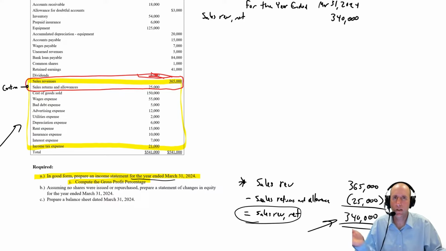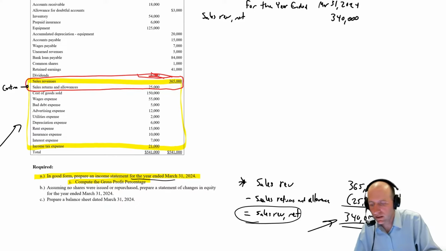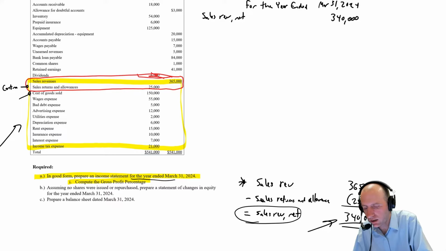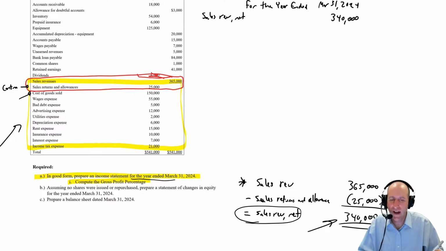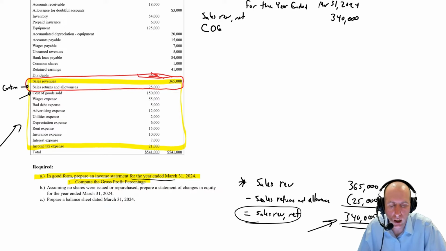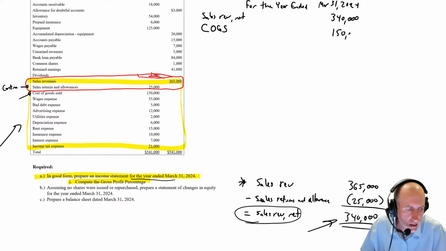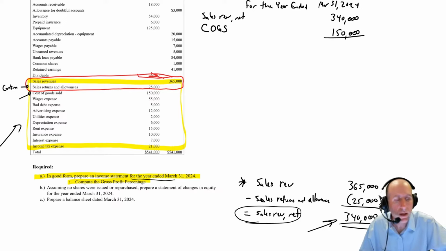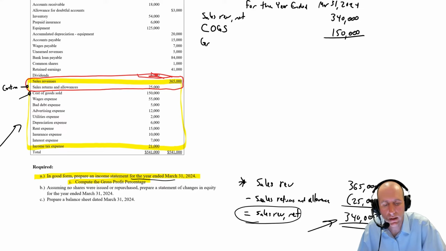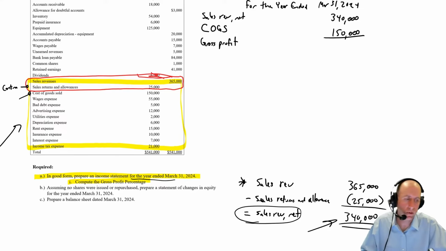Because we have a retailer where there are sales and there are returns, we end up with net sales. The next new thing is this account, cost of goods sold, and it's a special account. It's an expense, but it's an expense that gets top billing. So we list our COGS, our cost of goods sold next, and our COGS was $150,000. Sales minus COGS equals gross profit. A new subtotal: 340 minus 150 equals, trying to do the math in my head, 190.